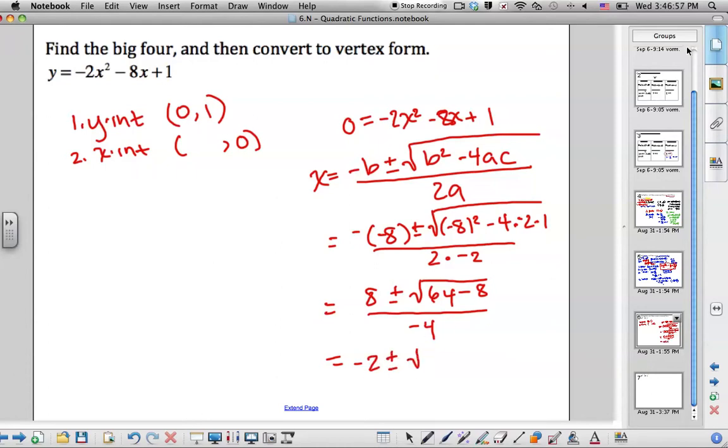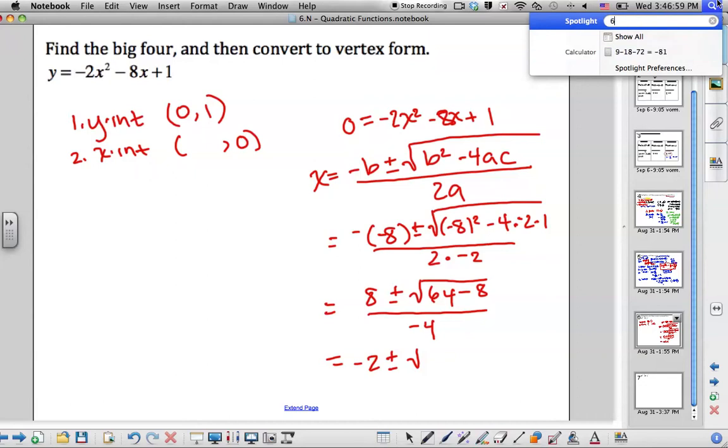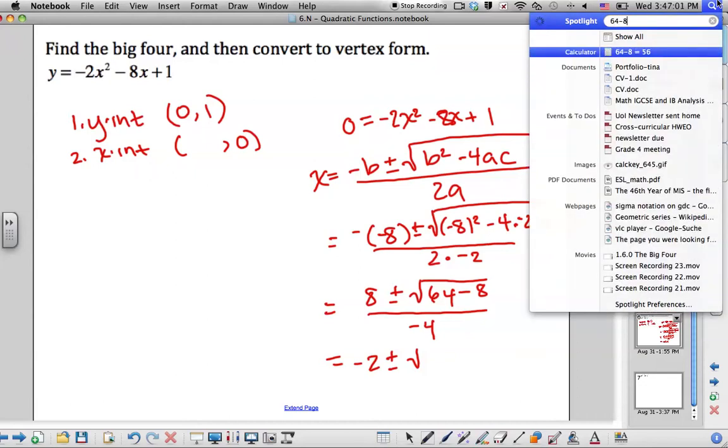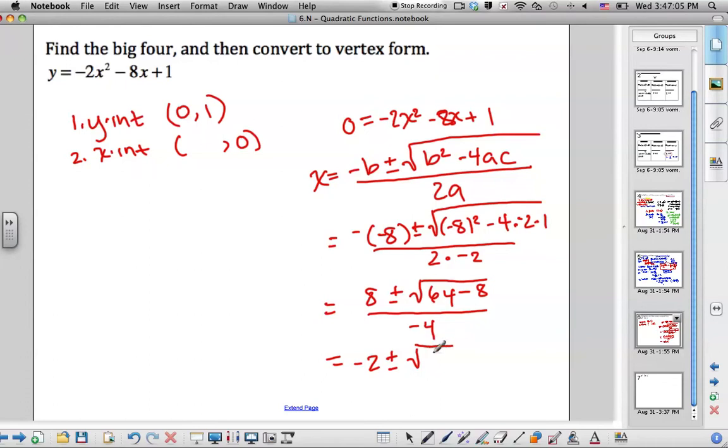We should probably figure out what that is. 64 minus 8 is 56. And we can all recognize that that is not a perfect square. So our x-intercepts are going to be either -2 plus the square root of 56, comma 0, or -2 minus the square root of 56, comma 0.